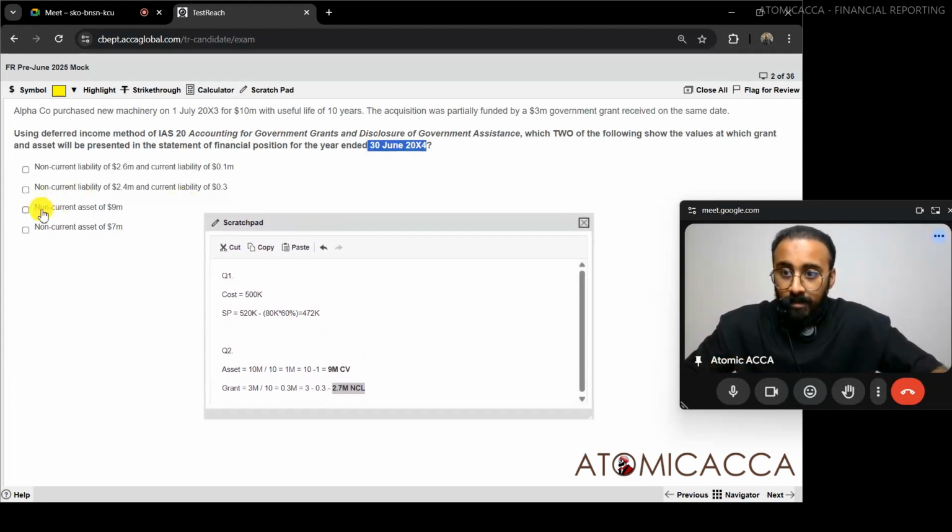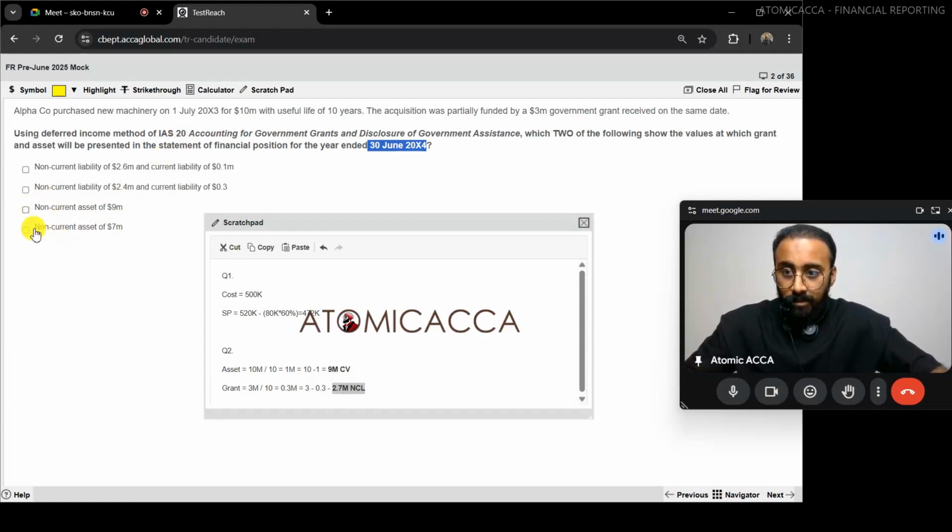We have non-current asset of 9 million, that does not show how much is the liability, so that anyways is out. Non-current asset of 7 million, that's also out. Okay, let's see, do we have liability in a separate one? Non-current liability of 2.6 million and current liability. Okay, so for non-current asset we have to choose one option. About liability we have to choose one option. So assets we have 9 million carrying value, so that anyways is this one. Now the other two options are talking about non-current and current liability as well.